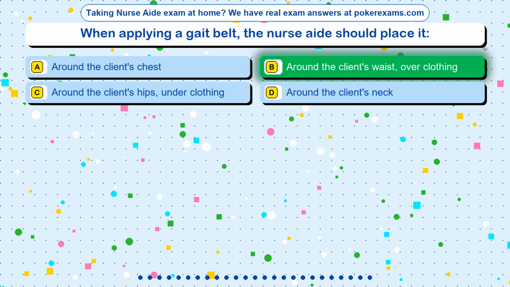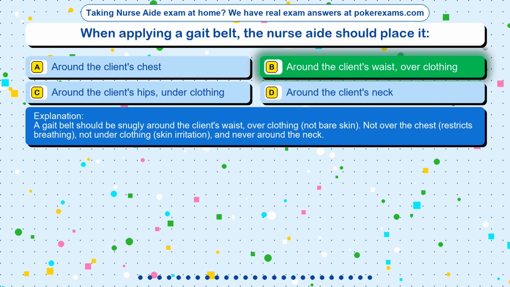The correct answer is option B. Around the client's waist, over clothing. A gait belt should be snugly around the client's waist, over clothing, not bare skin. Not over the chest, it restricts breathing. Not under clothing, it causes skin irritation. And never around the neck.